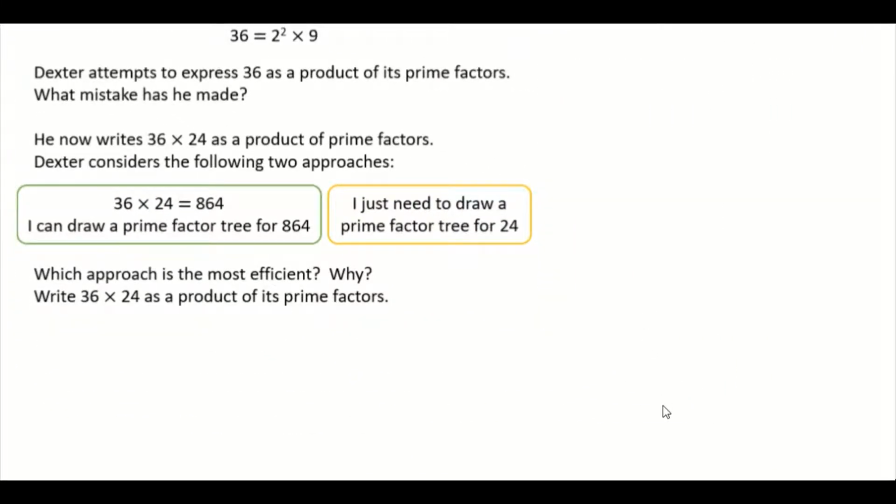Okay, so there's a few things going on here. First of all, the mistake that Dexter's made is that 9 is not a prime. We can decompose 9 into 3 times 3, so we should have had 36 is 2 squared multiplied by 3 squared as a product of prime factors. Now, to write 36 by 24 as a product of prime factors, you could do 36 times 24 is 864, and that in itself is not the easiest of calculations, and then do a prime factor tree for 864.